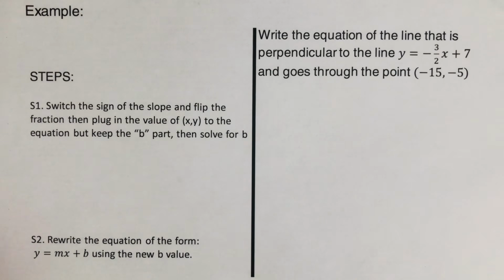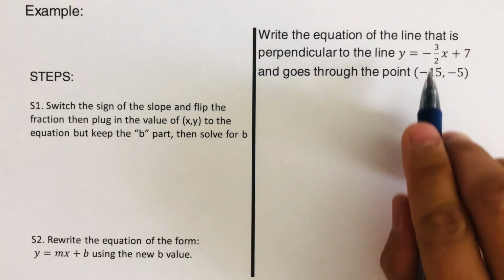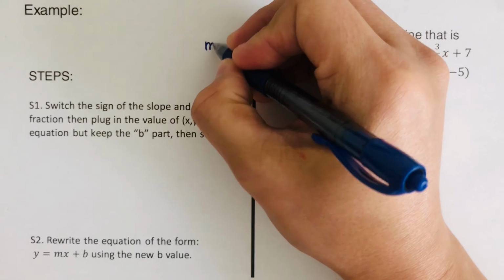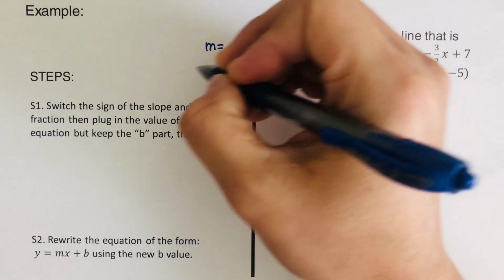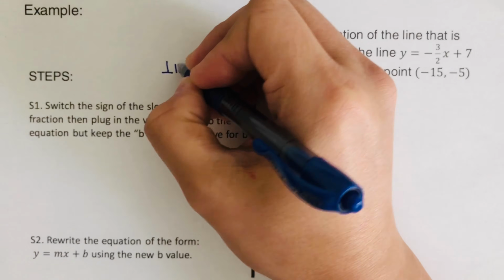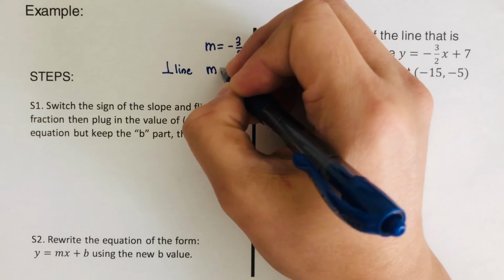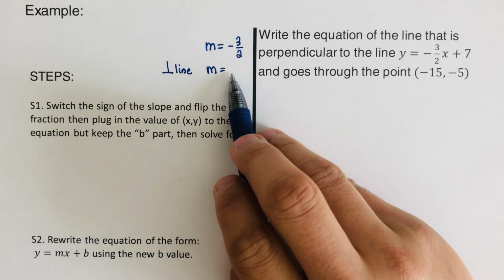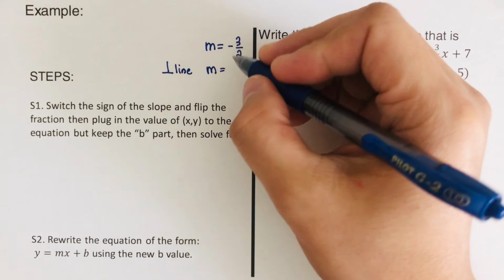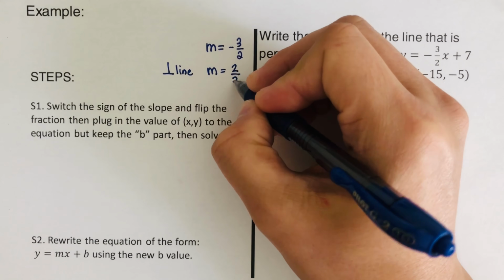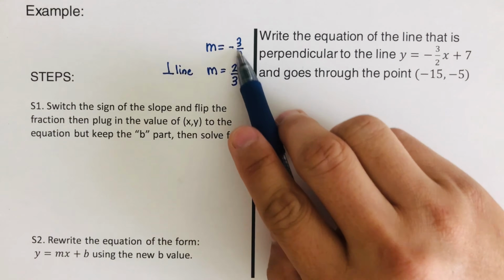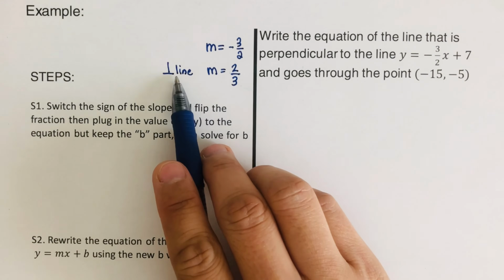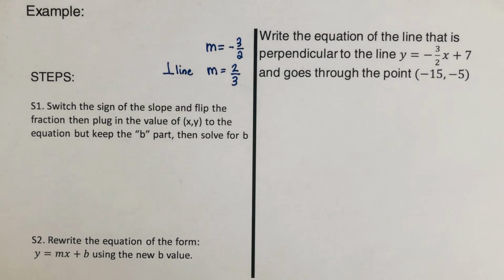Okay, so we go over the problem here. So first, we are going to determine the slope of this line right here. So the given slope, since this is in slope-intercept form, that would be -3/2. And the slope of the perpendicular line is, remember, we are going to switch the sign. So this becomes positive here and flip the fraction. So that would be 2/3. This time around, it's already positive because again, we switch the sign and flip the fraction. So this is the slope of the perpendicular line.